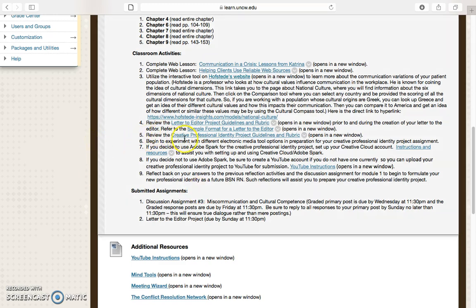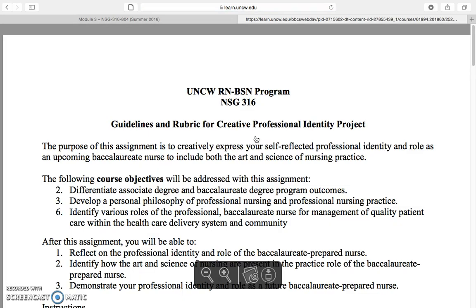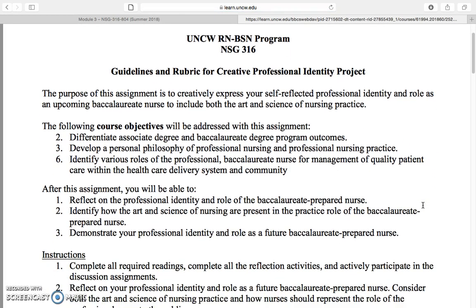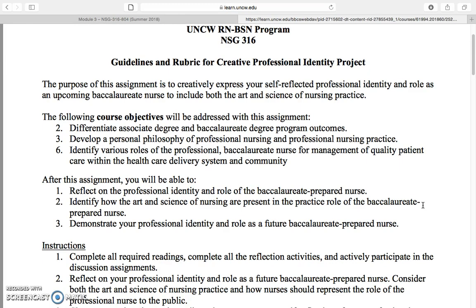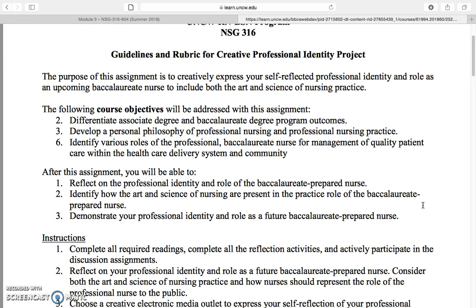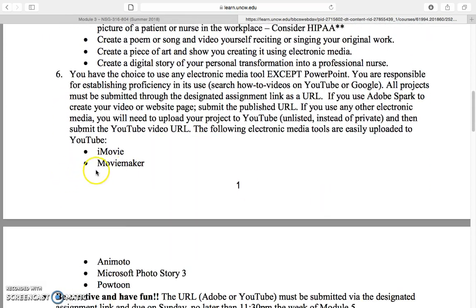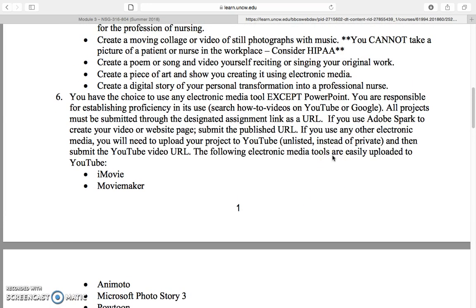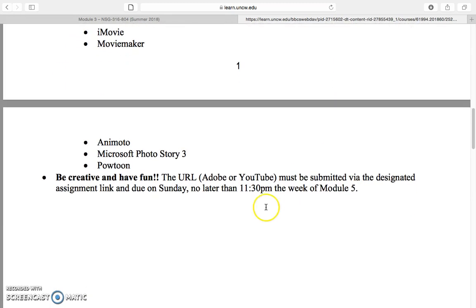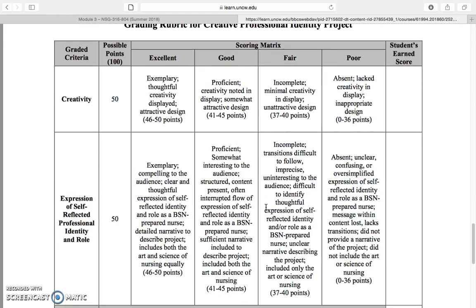So next we also want you to get ready and look at the Creative Professional Identity Project Guidelines and Rubric. That will be due in a different module, but it's something we like to have students get a head start on, because this assignment, although very creative in nature, can take some time because you use media tools such as iMovie, Movie Maker, or Animoto. And it's something that you really have to put yourself in order for all of the components in the rubric and the guidelines to be met. So make sure you're taking a look.